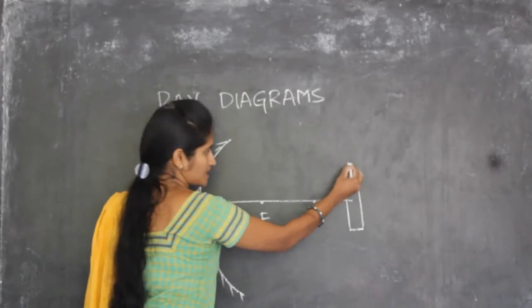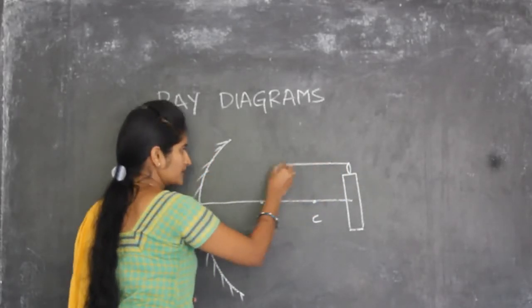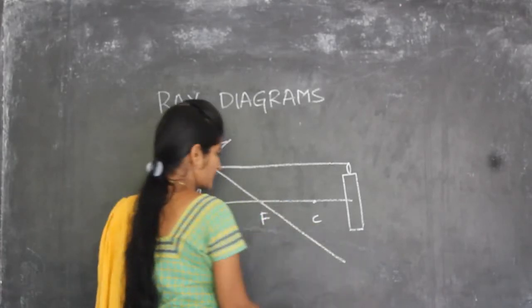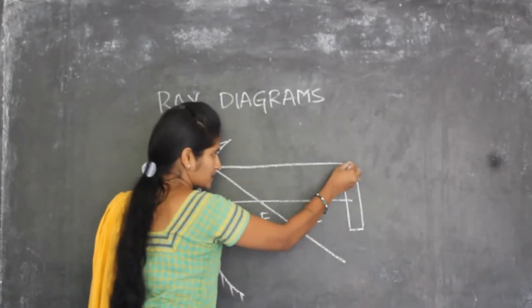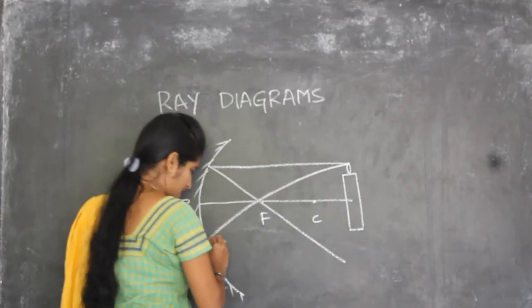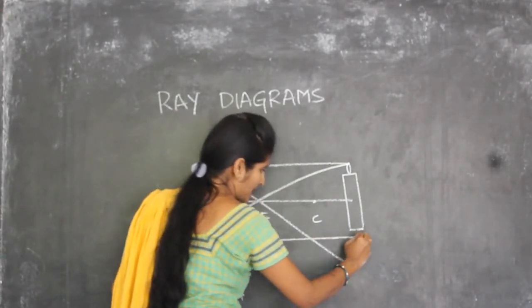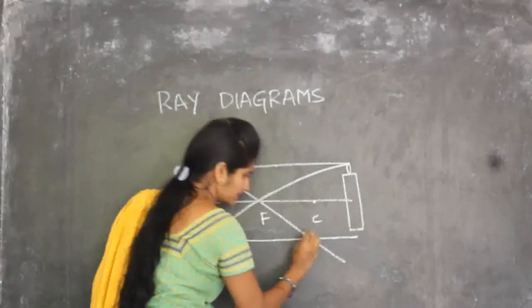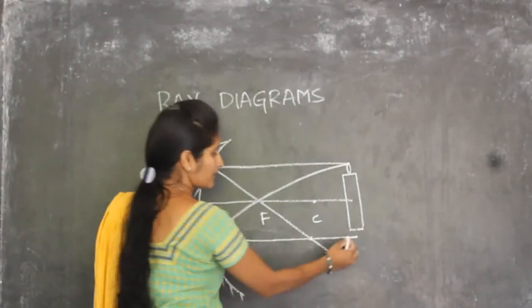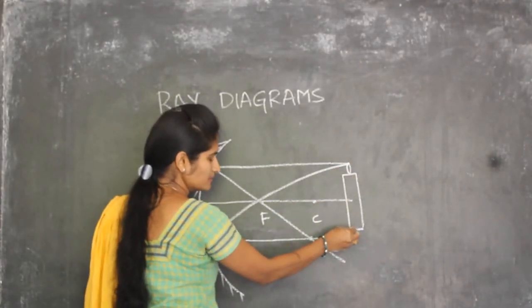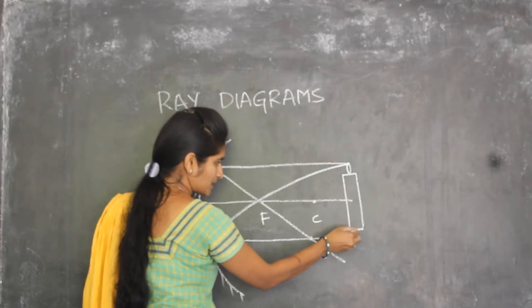So now first, R1, traveling parallel to the principal axis and passing through focus. And next, traveling through the focus and passing through, traveling parallel to the principal axis. So where have these 2 rays met? Here. Is it clear? Next, from the bottom I am taking the 2 rays. That means from top and from bottom. So from here also I am taking 2 rays.